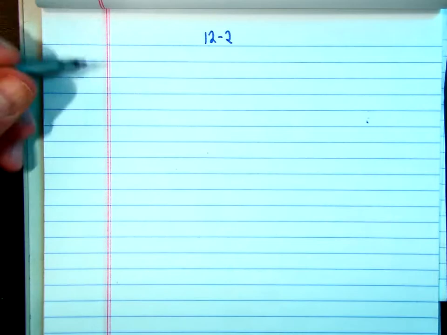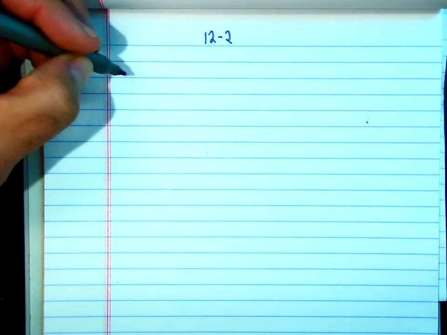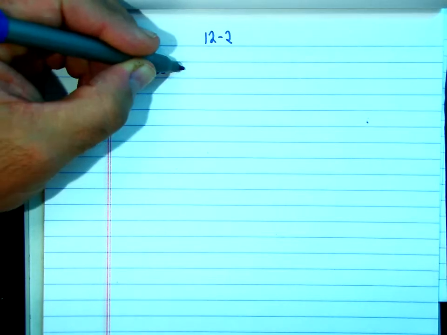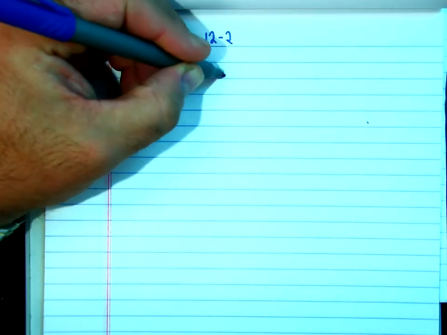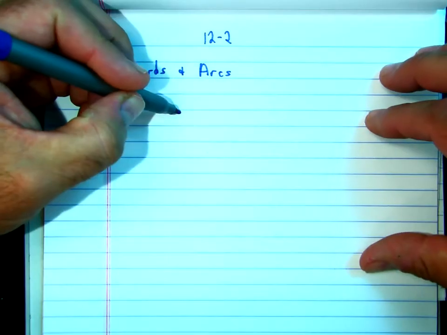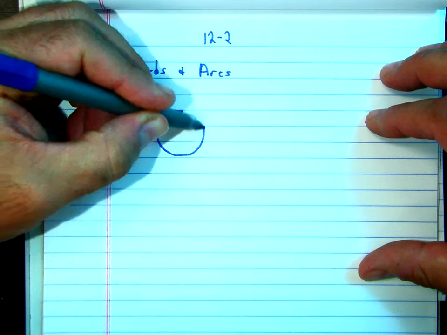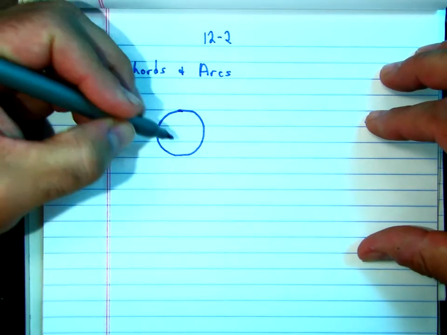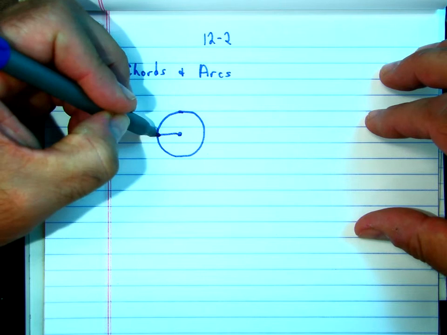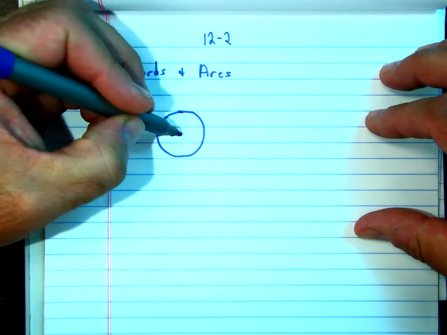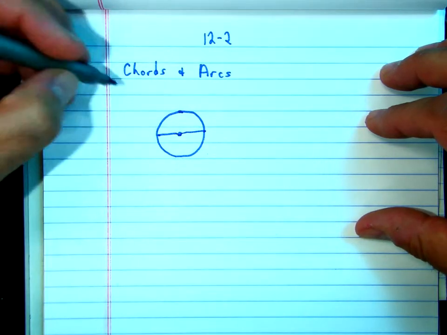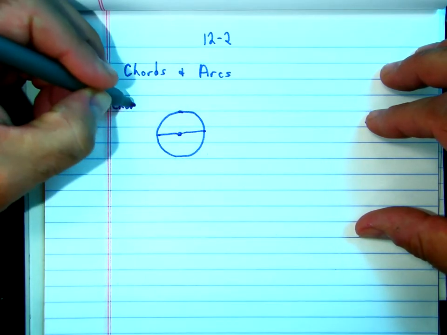Okay, so we get into 12.2, and remember, we're going to start talking about things called chords and arcs. Again, you have to know what these pieces are. First, you have diameters and radiuses. Those are all diameters, right? Everyone should know what a radius is by now. And you know a diameter goes all the way through. Well, that diameter is a specific name of a chord.